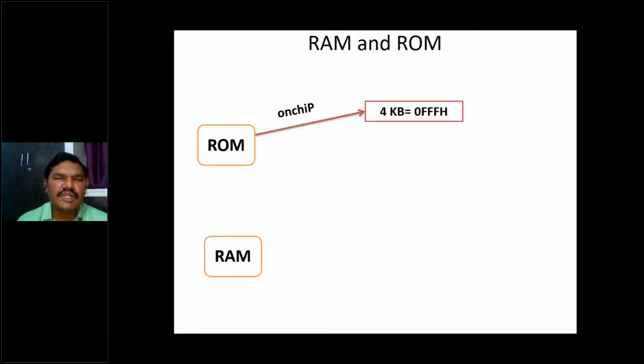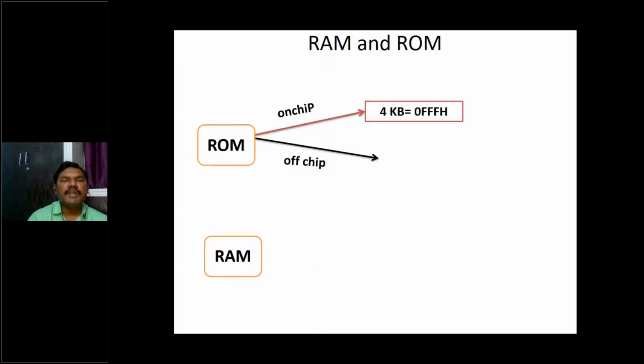So 2 power 16 equals 64 KB because 16 address lines are there. But we don't require 64 KB of RAM and 64 KB of ROM. Maybe 64 KB of ROM is required, but 64 KB of RAM is not required. Why? I'll show you why. That's why here we have two types of memory, on-chip memory and off-chip memory.